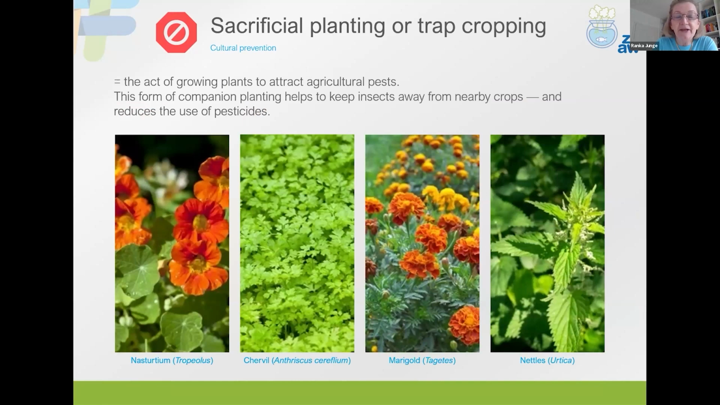Another cultural prevention is sacrificial planting or trap cropping. This is adding plants that attract agricultural pests as companion planting, and then the pests sit on them and not on your main crop. Here are some examples of plants that are widely used for sacrificial planting, like nasturtium or chervil or marigolds and nettles.